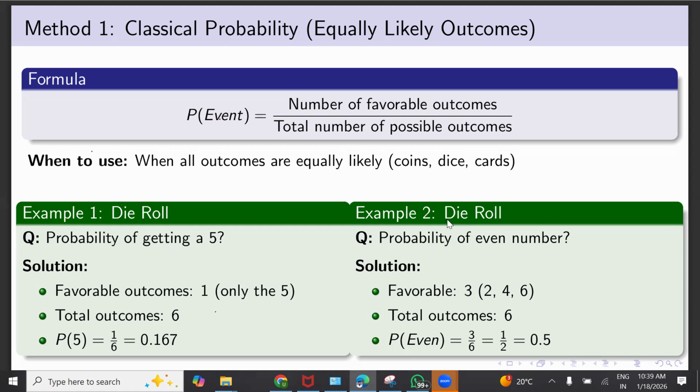Suppose, example number 1, die rolling. The probability of getting a 5. The solution: favorable outcomes is only 1, that is 5. Total outcomes is 6. So the probability of getting 5 is 1 upon 6, that is 0.167. Then the probability of an even number. Favorable outcomes are 3, that is 2, 4, 6. Total possible outcomes are 6. The probability of getting an even number is 3 by 6, that is 1 by 2, that is 0.5. Right?